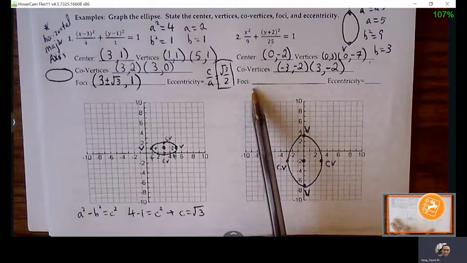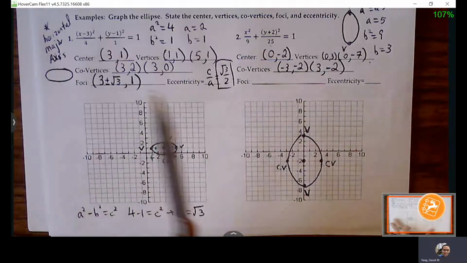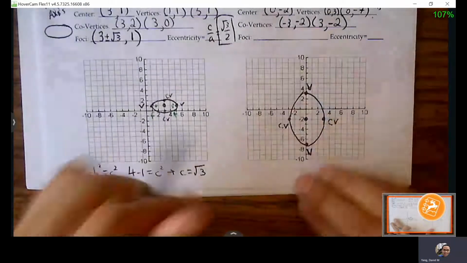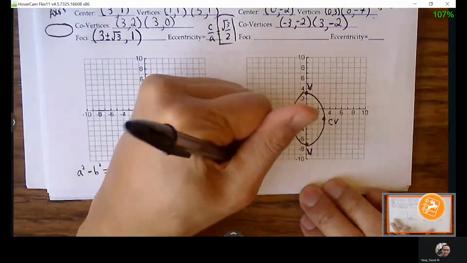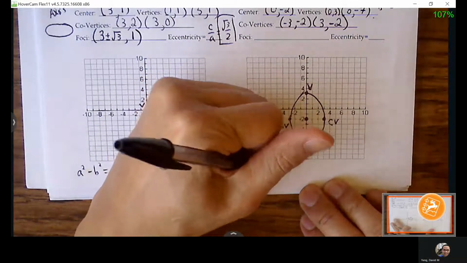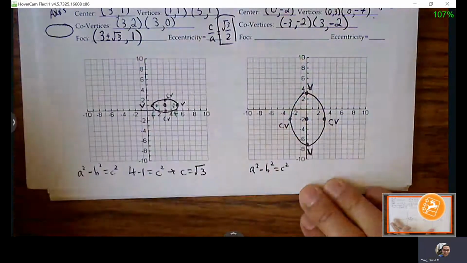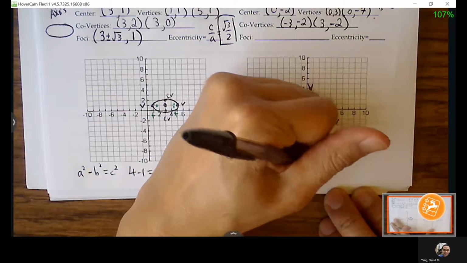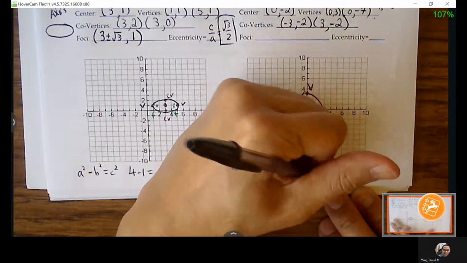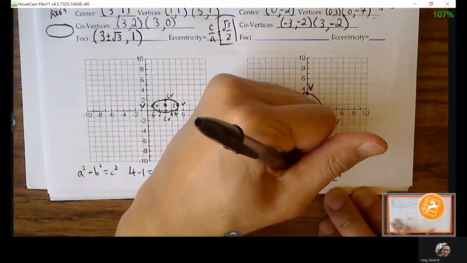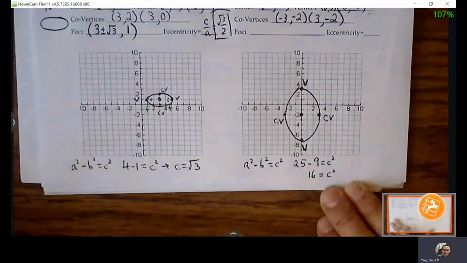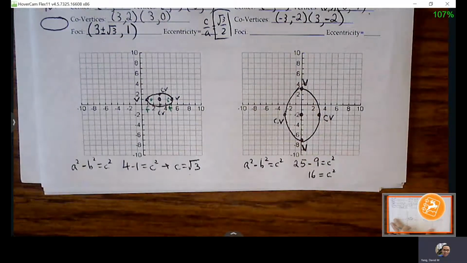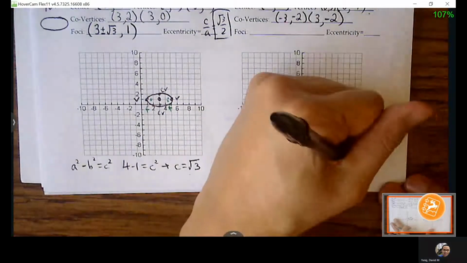Okay, before we get to the focus, let's find the C value. The formula is a squared minus b squared equals c squared. A squared is 25, b squared is 9. C squared is 16, so C must be what? 4.